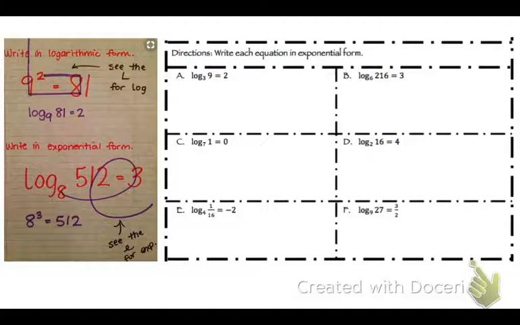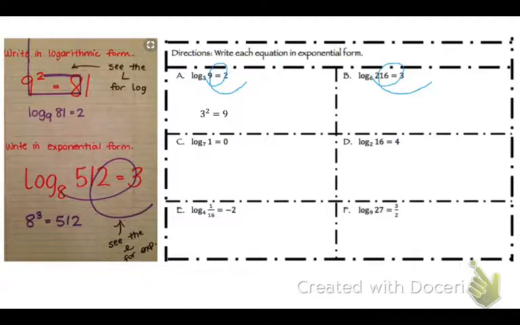Okay, so let's get into these. Let's write each of the following in exponential form. The base is always the base. Whatever it equals is the exponent, and then the number inside is your answer. So we can just draw a little e right here because we're changing it to an exponent. So that's going to be 3 squared equals 9, which is true, so we're good.